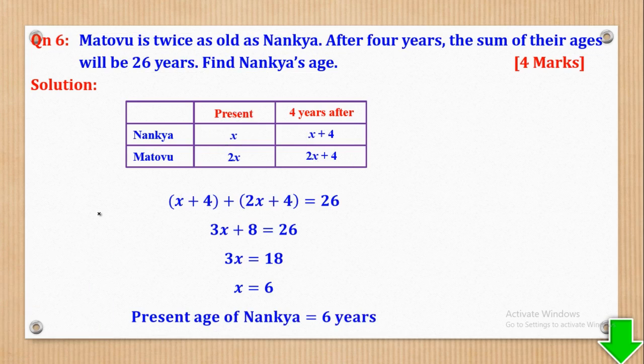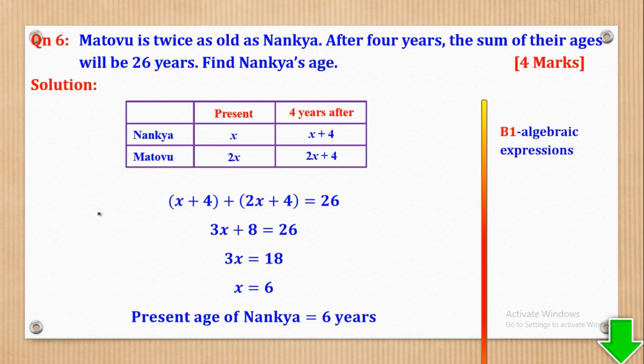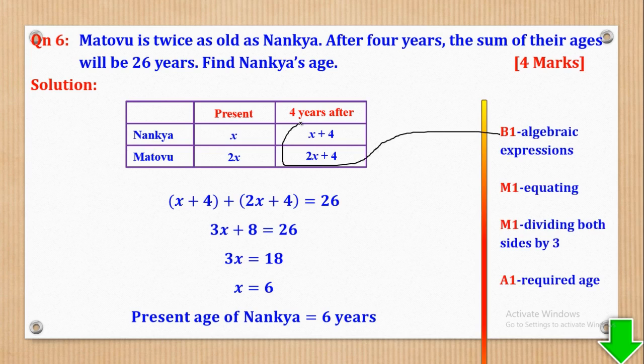So basically that's what they wanted, and now let's see how much can be awarded. B1 for algebraic expressions, then M1 for equating, M1 for dividing by 3, and A1 for the required age.